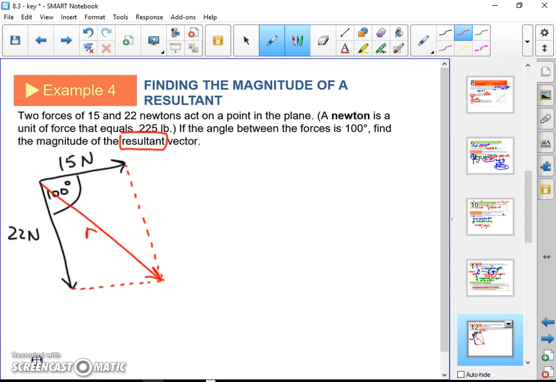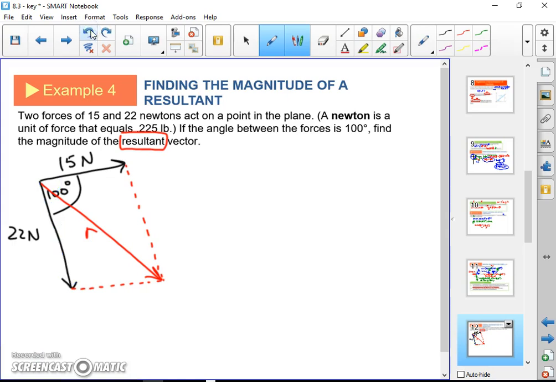Now what we've done is we've drawn that resultant right through that 100-degree angle. And so please notice that it's not going to split 50-50. That's not going to be 50 on one side and 50 on the other side, because one of the forces is stronger than the other. So you would expect the resultant force to be closer to the stronger force.